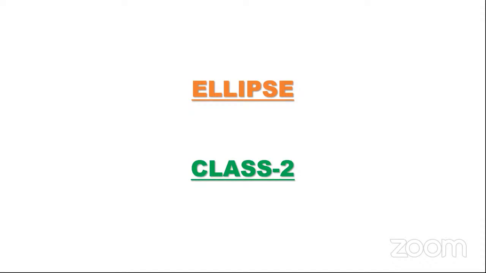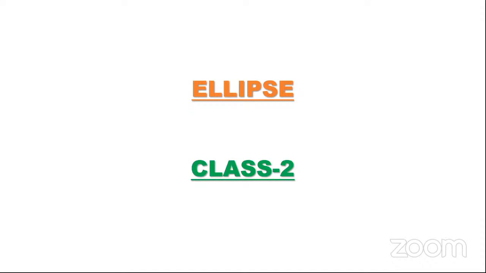The length of the major axis is 2a if a is greater than b, and 2b if a is less than b. The length of the minor axis is 2b if a is greater than b, and 2a if a is less than b. Also, the length of the latus rectum is 2b square by a, where a is greater than b, and 2a square by b, where a is less than b.